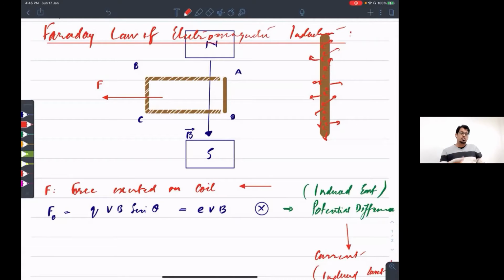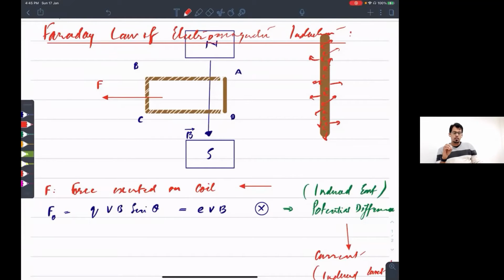Now, induced current is generated in the conductor AD. The moment current starts to flow in AD, can I say it is a current carrying conductor in a magnetic field? Once induced current is generated inside AD, can I say it is a current carrying conductor in a magnetic field? How many of you actually agree with this statement? Okay, all of you are getting it.